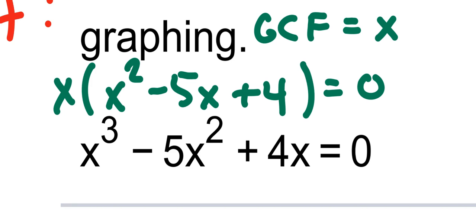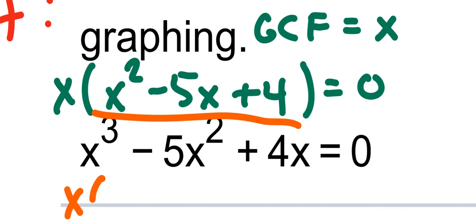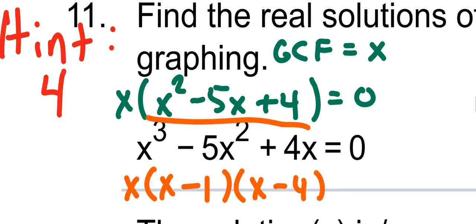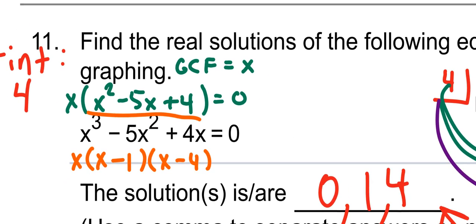Now, do you know how to factor this part? Yes. What plus what gives you 5? So what would you have factored that into? X minus 1 and X minus 4. Wouldn't it? So, look, we have the answers.